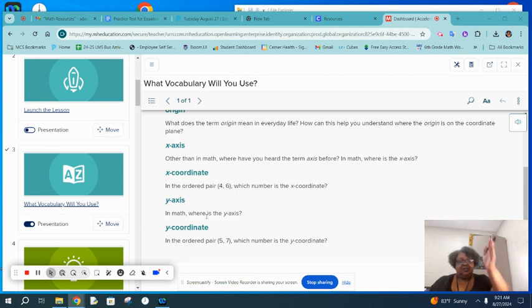Vertical is y. So the first coordinate in this ordered pair, 4, 6, the x-coordinate is 4. So that means we're going to start at the origin and go over 4 to the right. Anyway, in this ordered pair 5, 7, the y-coordinate is 7, so once we go over 5 in x, we're going to go up 7 in the y.